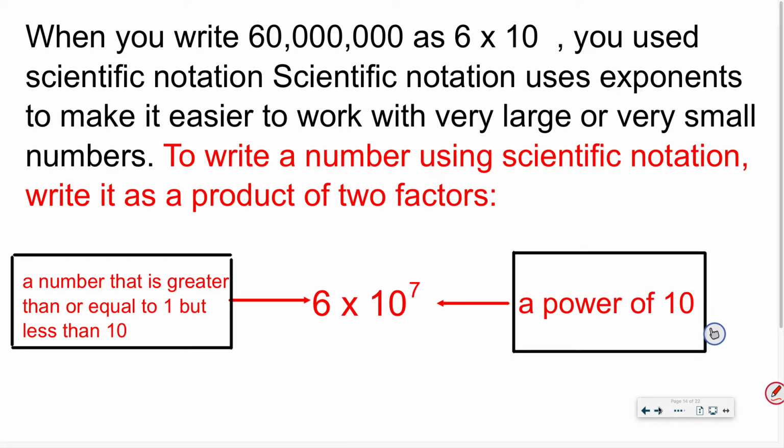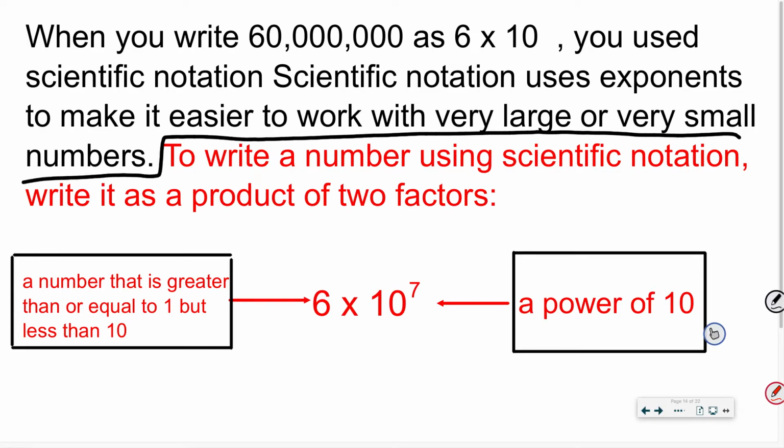So this is what we're going to add into our notebooks. To write a number, the bottom portion, I'll read the first portion to you. When you write 60 million as 6 times 10 to the 7th, you use scientific notation. You might have seen this. You probably have in science class already. Scientific notation is when we can use exponents to represent really big or really small numbers in an easier way.